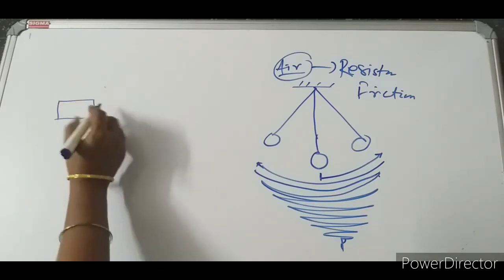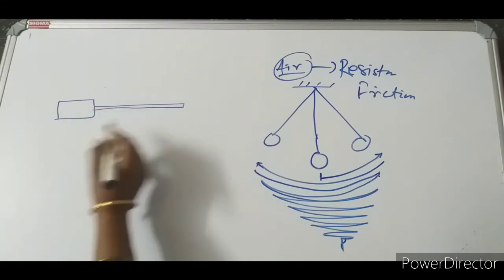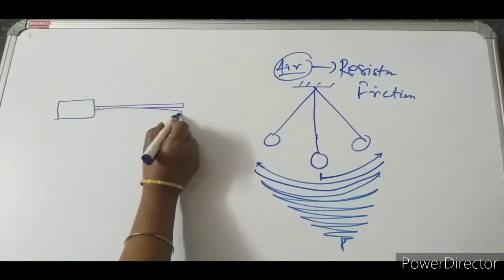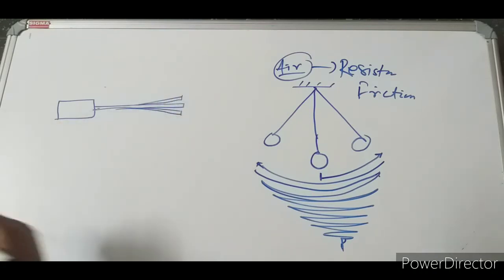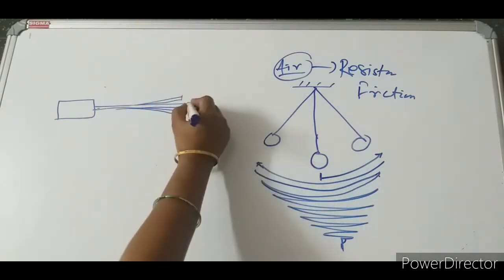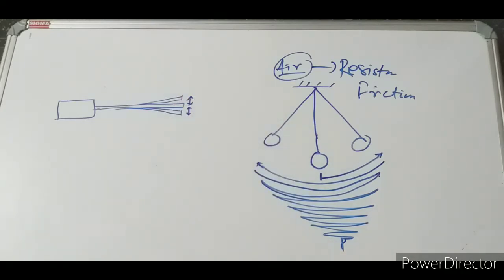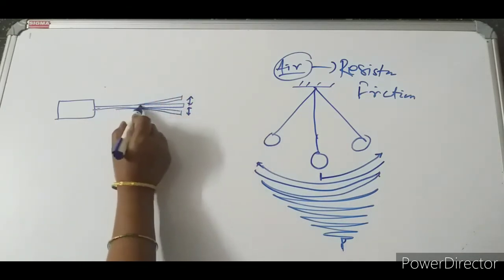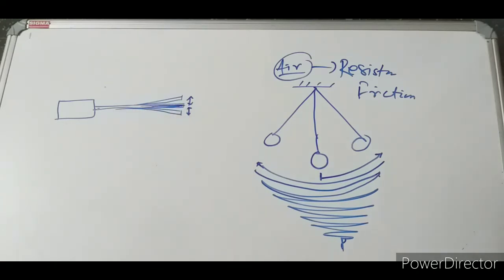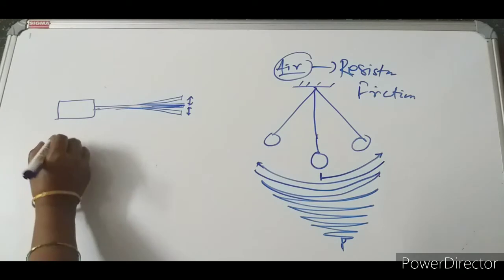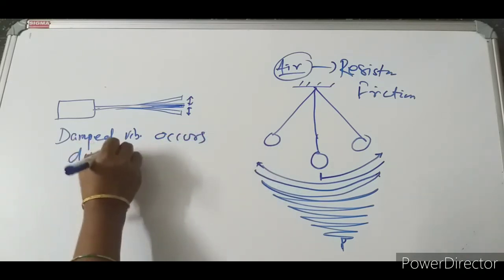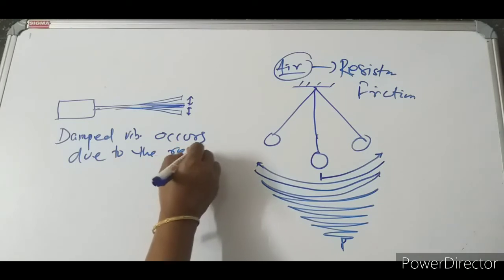Let me take this as the fixed position, and here I have taken a scale, and I apply a force or slightly vibrate this body. When it starts vibrating, it will go like this and like this. If it is in vacuum, it will be the same thing. But if it is in air, what happens? After some time while vibrating, it comes back to its mean position. Yes or no? So damped vibration occurs due to the resistive force.